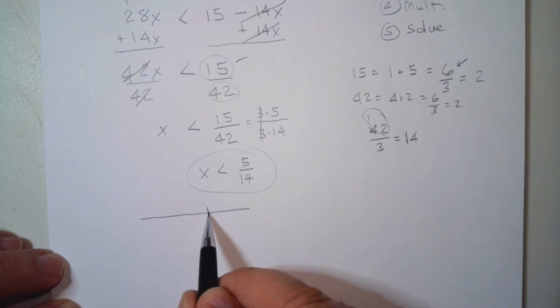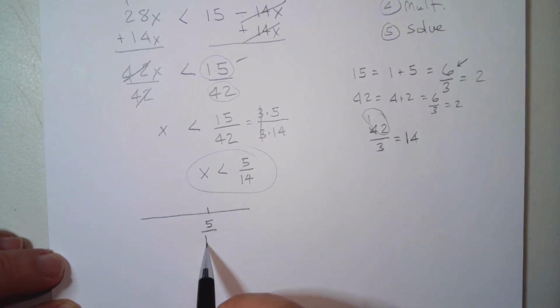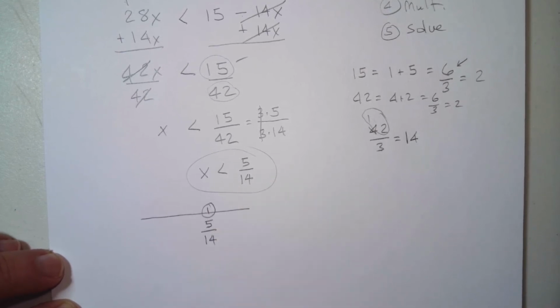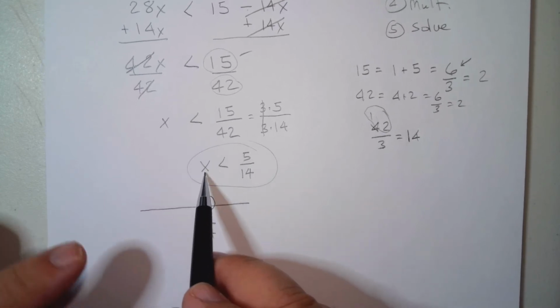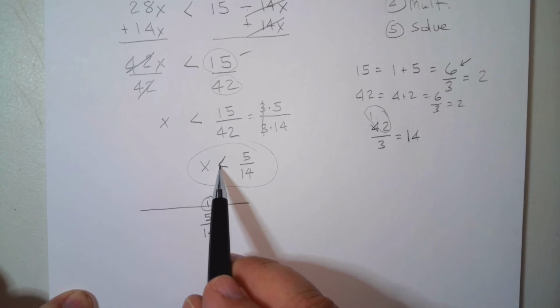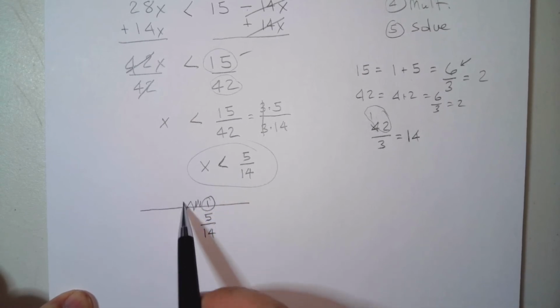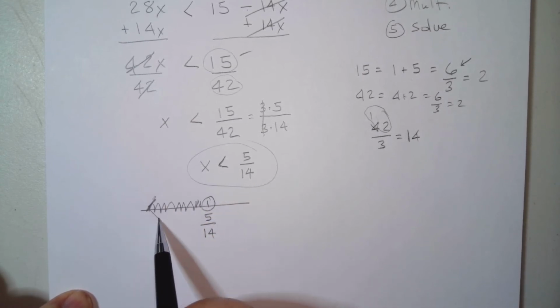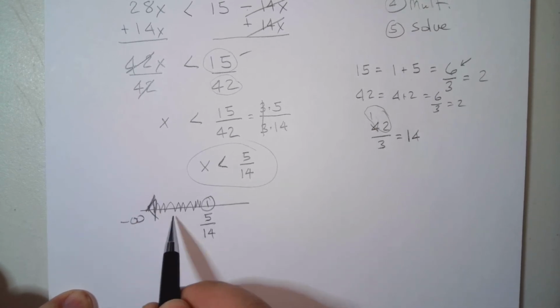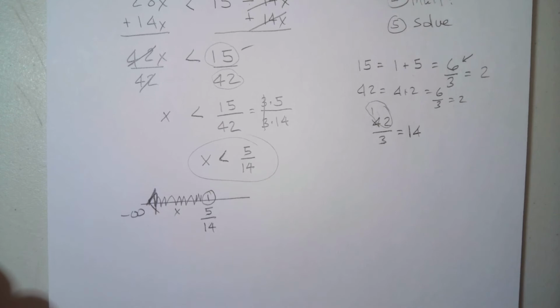Graphically, 5 over 14, since it's a less than, no line underneath it, it's an open circle. Only when x is on your left side, follow the direction of the arrow. It's shaded in this region. It's going to negative infinity. These are all your x's. So there's the graphic one.